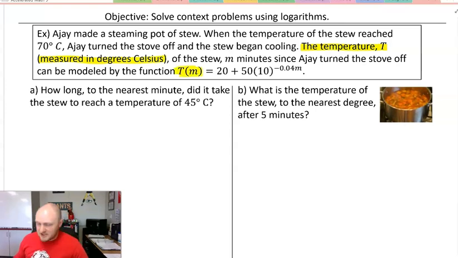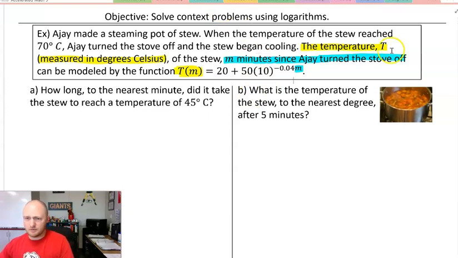Okay, so something important: they say the temperature T, measured in degrees Celsius, that's this right here. So T of m is the temperature of the stew based upon m. And they say m is minutes since AJ turned the stove off. So m is minutes since AJ turned the stove off. Okay, so there's our formula.